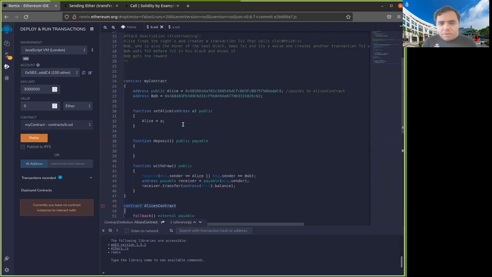So maybe I want to also write a log every time this happens. So what I can do is that I can say I have an event, and let's give this event a name. So let's call it, for example, change of Alice. And I have to say what kind of information I want to put in the log when this event happens. So maybe I want to have an address which was the address of the old Alice, and another address which is the address of new Alice.